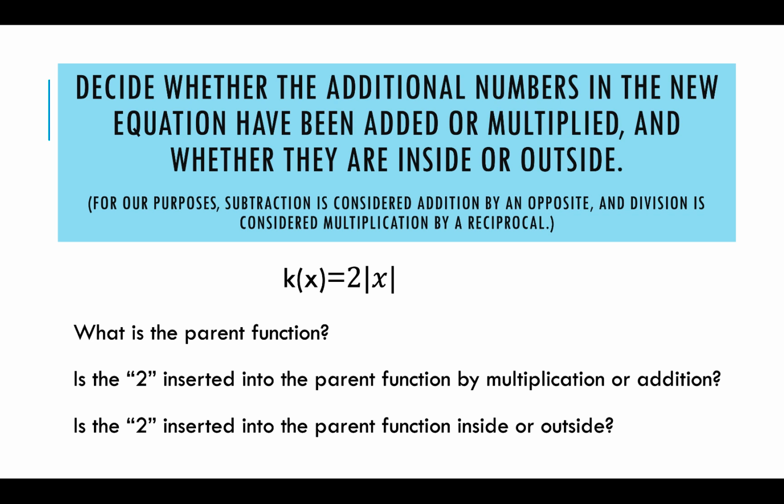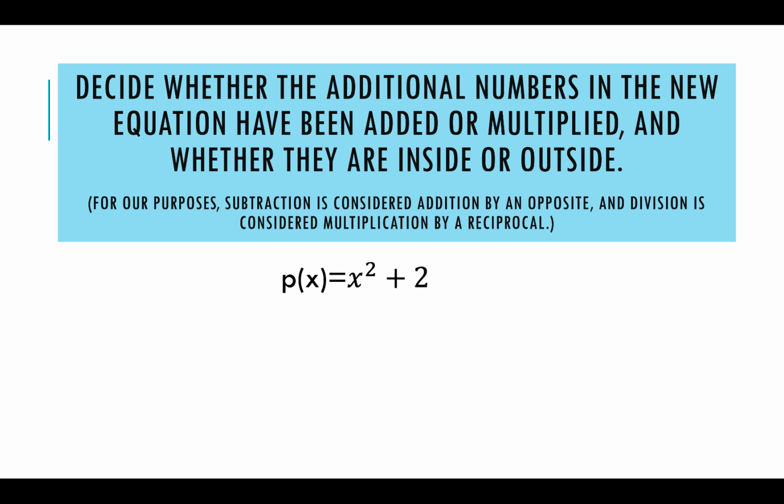And is the 2 inside or outside? So in this case, if I were going to plug in, say, -3 for x, I would take the absolute value of the -3 before I multiplied the answer by 2. So the 2 in this case is outside. It's multiplication and it's outside.